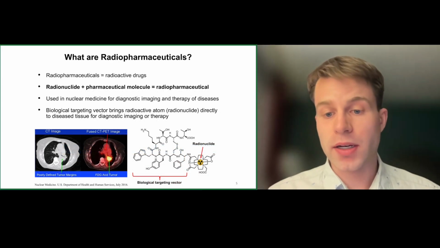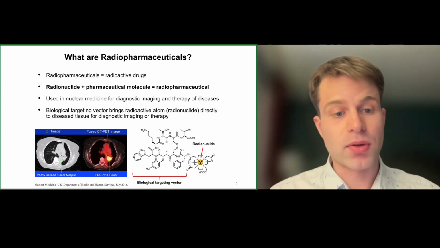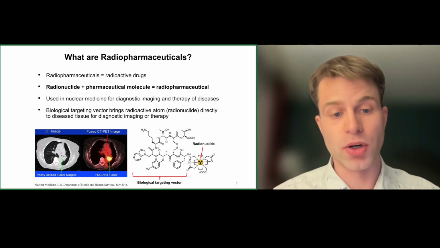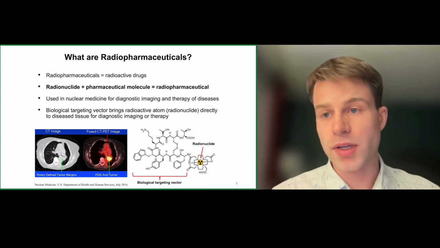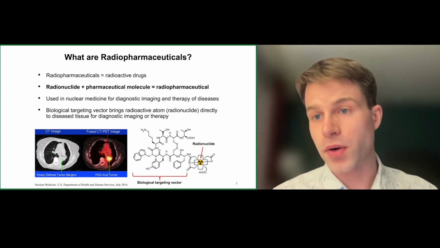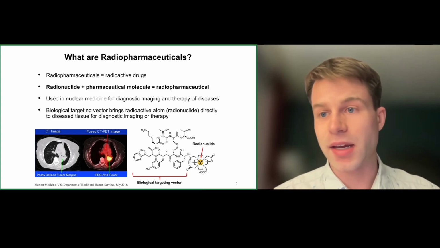This biological targeting vector component can bring the radionuclide directly to diseased tissue for imaging or therapy. An example of why this is so beneficial is in this CT scan of a patient who has a cancerous tumor. However, you can't really tell where the tumor is. This is just external X-rays passing through the patient. However, once you inject the radiopharmaceutical, which is specific for surface markers on these diseased cells, the tumor lights up in this PET scan, and the clinician can identify where the tumor is and what type of tumor it is.